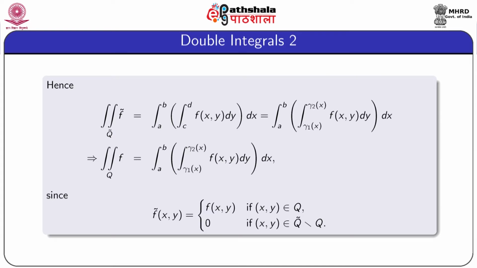Hence, the integral of f tilde over Q tilde equals the integral from a to b of the integral from c to d of f tilde (x, y) dy dx, which equals the integral from a to b of the integral from gamma 1 of x to gamma 2 of x of f (x, y) dy dx. This implies the integral of f over Q equals the integral from a to b of the integral from gamma 1 of x to gamma 2 of x of f (x, y) dy dx. This follows from the definition of f tilde.